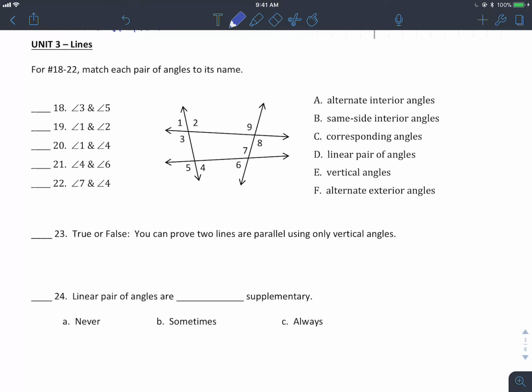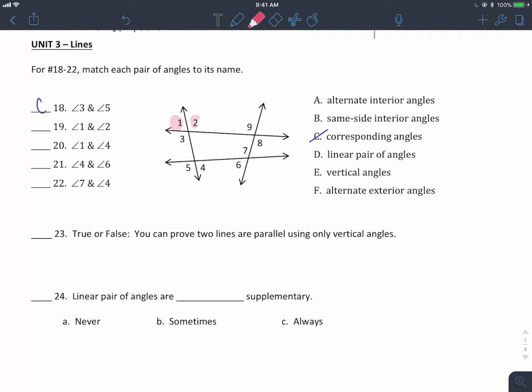Unit 3 is going to be talking about our lines. So we are going to first match 3 and 5. 3 and 5 make that sort of F, a backwards F in this case. So that means that 3 and 5 are going to be corresponding angles.